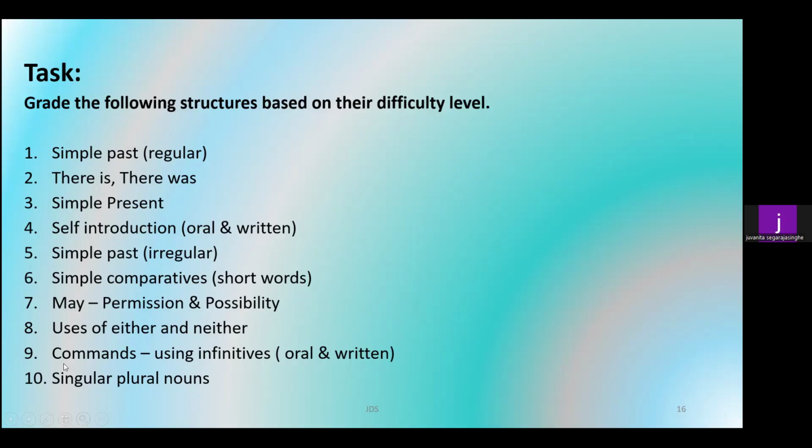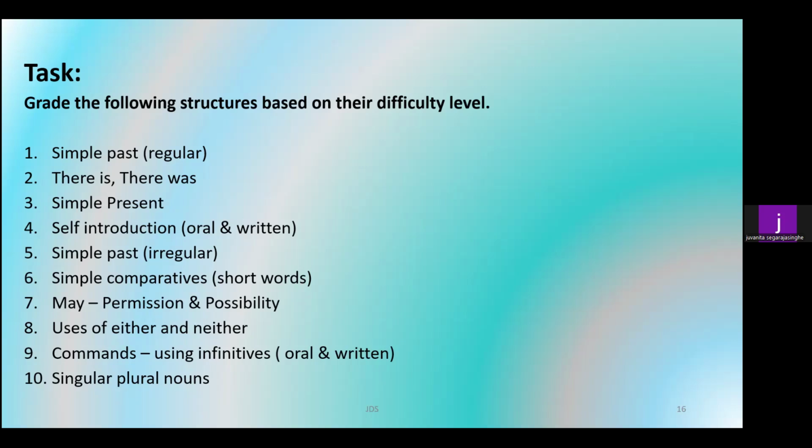What is the ninth one? Can you tell me what is taught through the ninth topic? Infinitive, using the infinitive form of the verb: come, sit, go, take. That is the infinitive form.